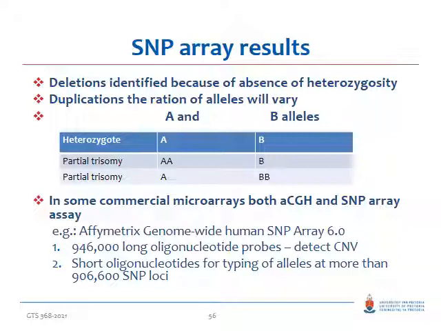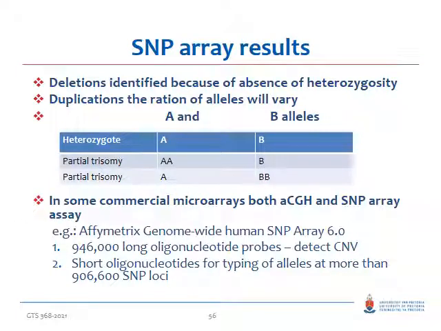In duplications, it will vary, however. Use, for example, if you have a SNP locus for two alleles, A and B, a heterozygote will just have an A and a B. But in case of a partial trisomy, it might be either AA and B or A and BB.